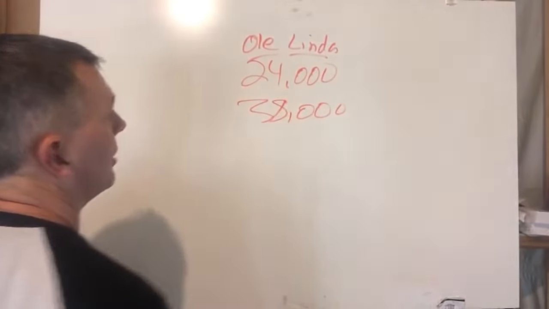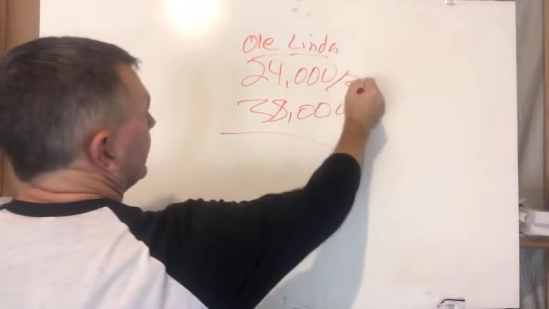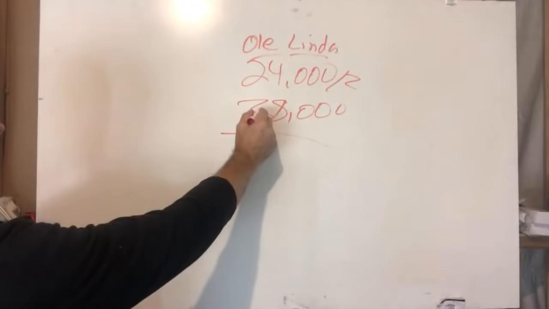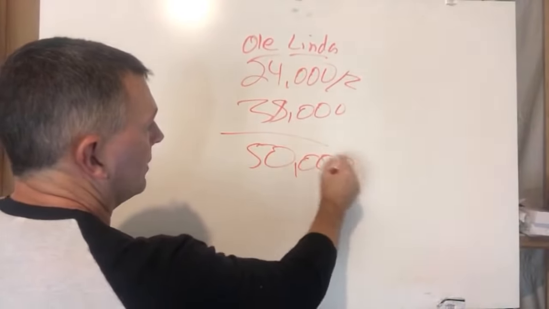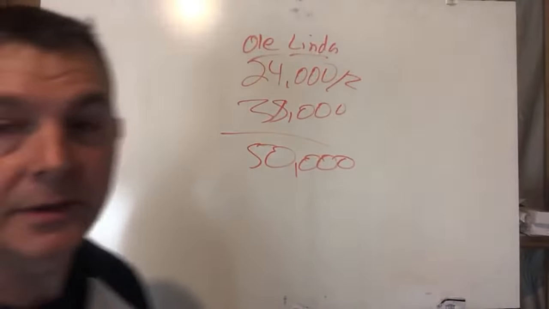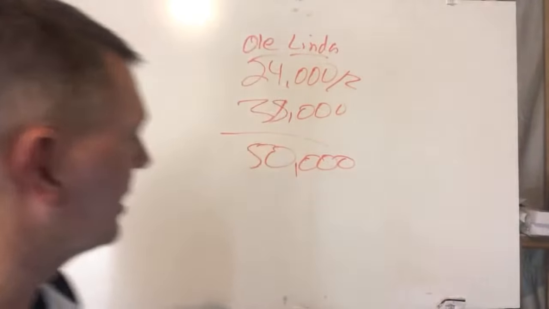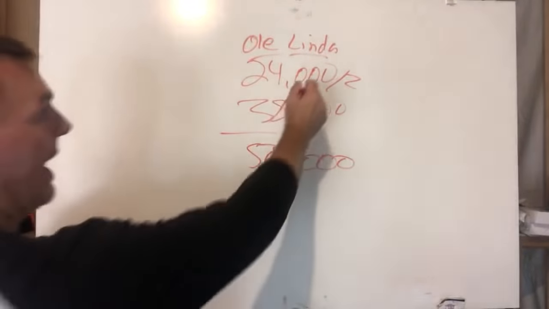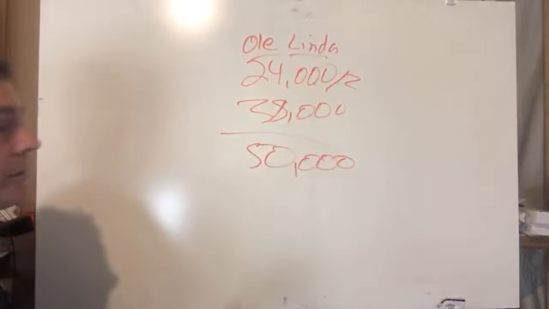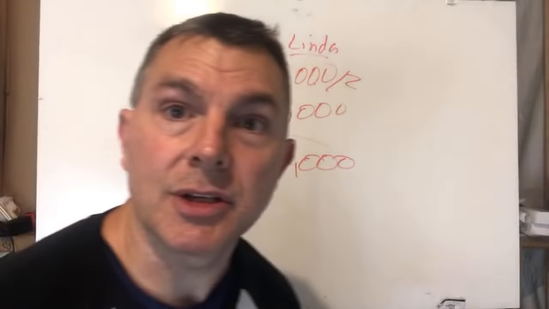But what we do is we take half of this. So that's $12,000 plus $38,000. That's $50,000. That's her provisional income right there. I'm just telling you, you've got to learn how to do this yourself. So again, you take half your Social Security plus your other income. In this case, it's a pension.